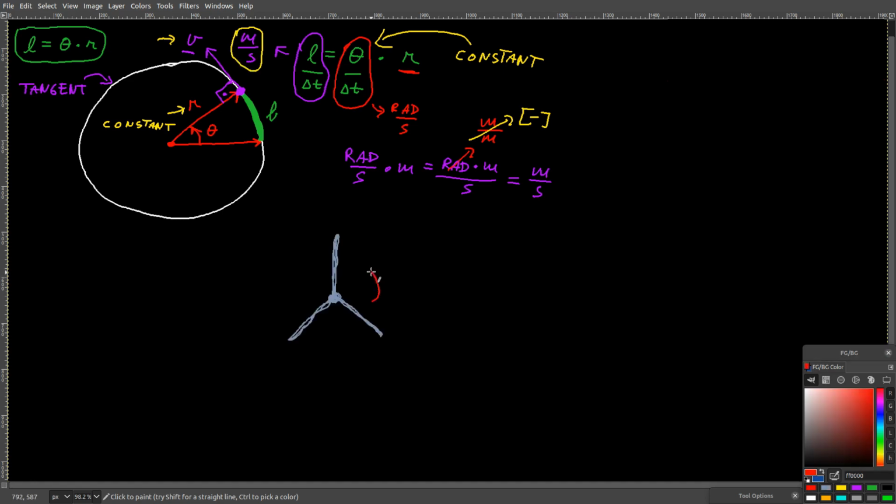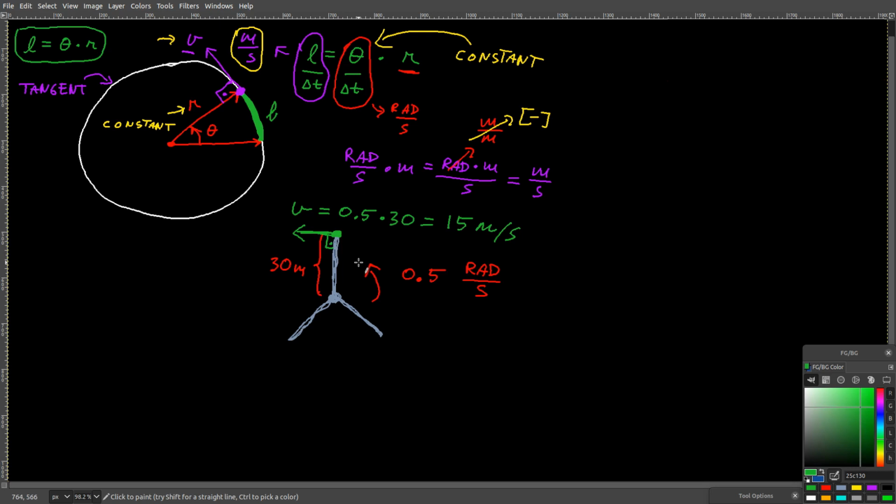So if a wind turbine rotates at a constant rate of 0.5 radians per second and the length of the blade is 30 meters, then the tip of the blade travels at 0.5 times 30 equals 15 meters per second. Its velocity is always perpendicular to the blade.